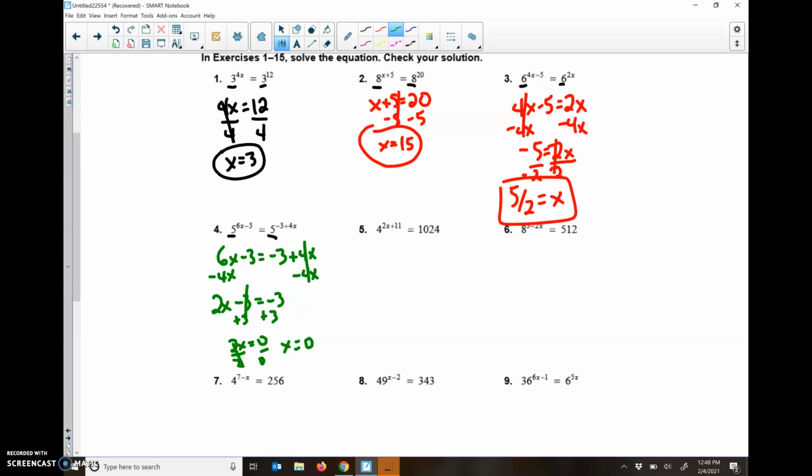And then we get to 5, 6, and 7, and we see that they're different bases, but we can make them the same. We have to change one of them to make them the same base. So I have 4 raised to the 2x plus 11 power. So I need to make 1,024 into a 4.